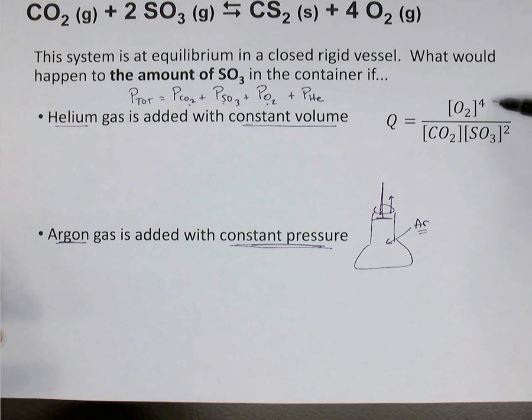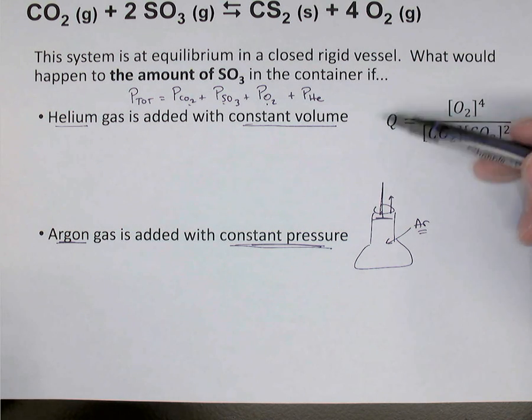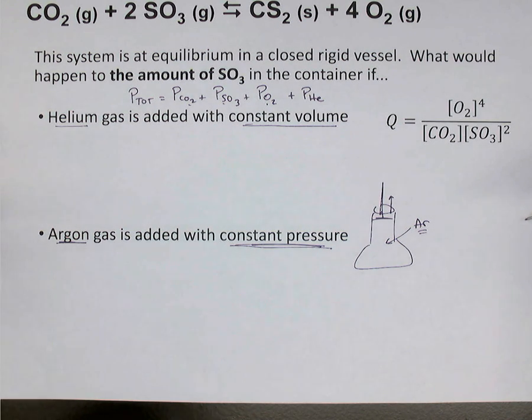Because the numerator here is fourth order, and the denominator is only third order, the numerator will get smaller at a greater rate than the denominator. So the numerator is going to be more affected. That's going to make Q smaller, and therefore Q is now less than Kc. There'll be a forward shift.